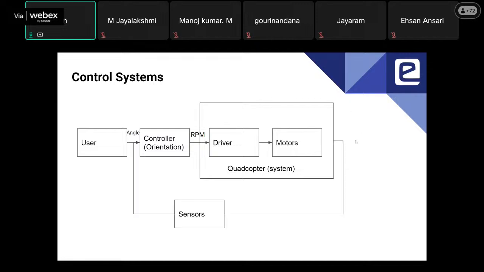And from that quadcopter system, through sensors, we will have a feedback that we will give to the smart controller, along with the angle. So for the controller, now there is the angle input given by the user as well as the feedback from the sensors. So now, is it possible for the controller to generate the motor velocities accurately? What do you think? Yes or no?